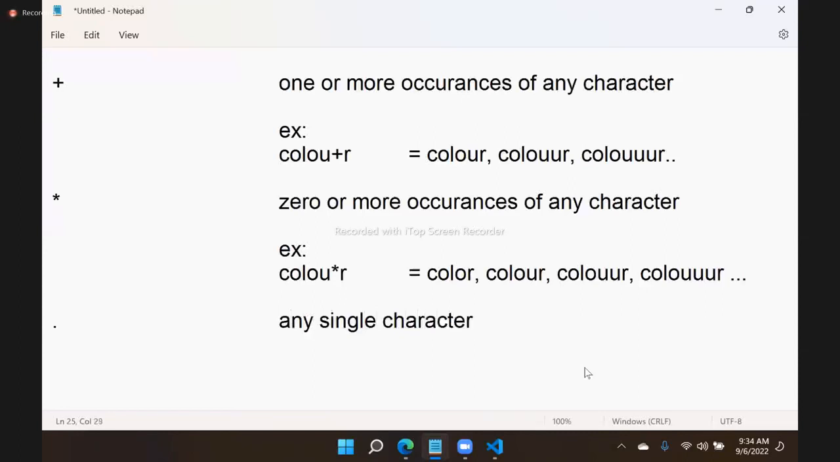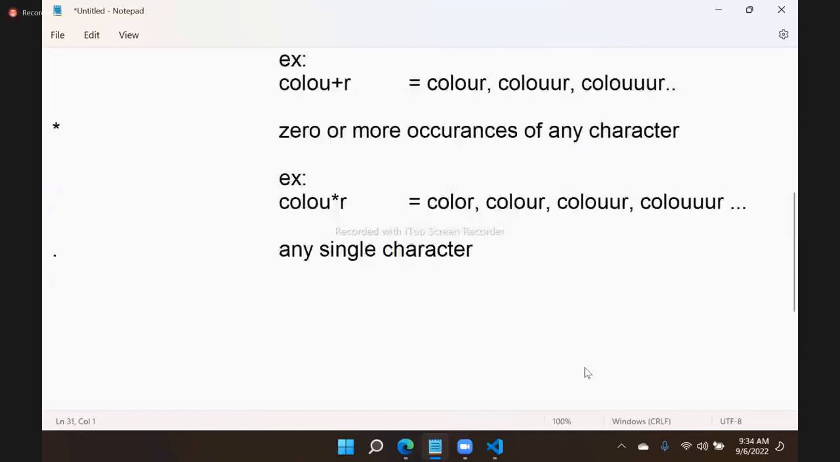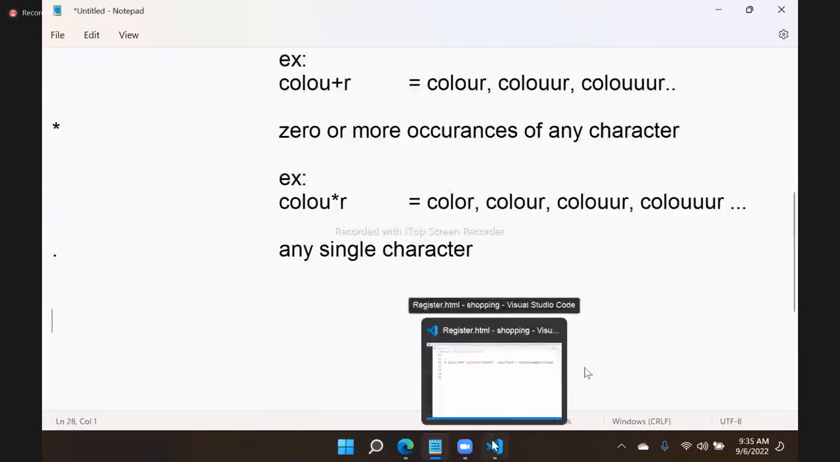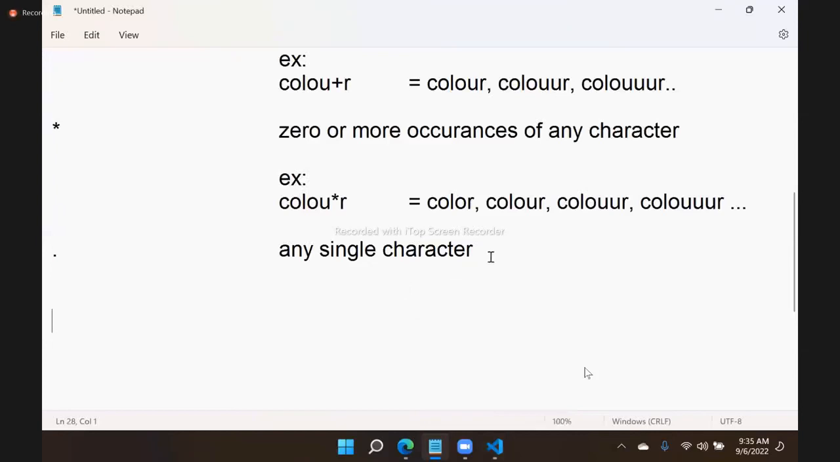Dot represents any single character. Dot is used for any single character. Any single character is defined by using dot. That means, for example, any single character, one character only, any alphabet, number, or special character.